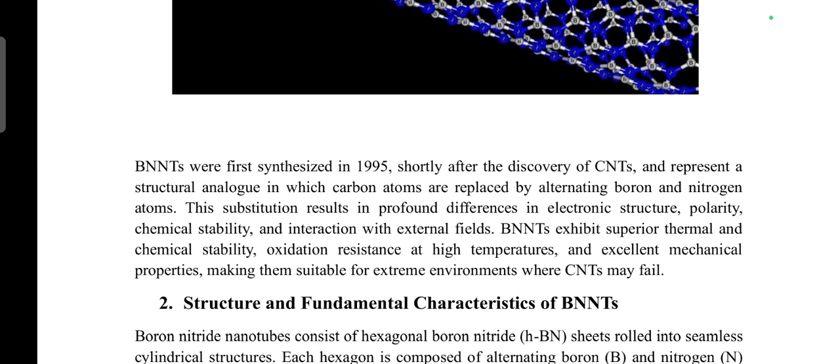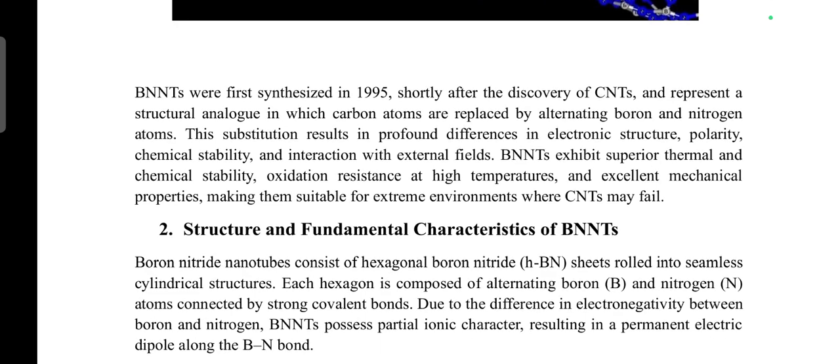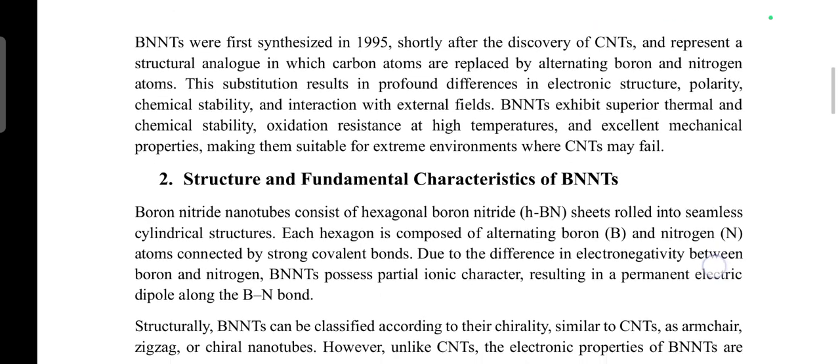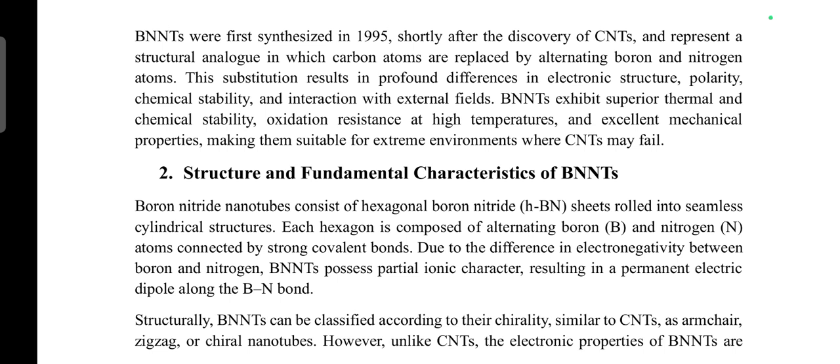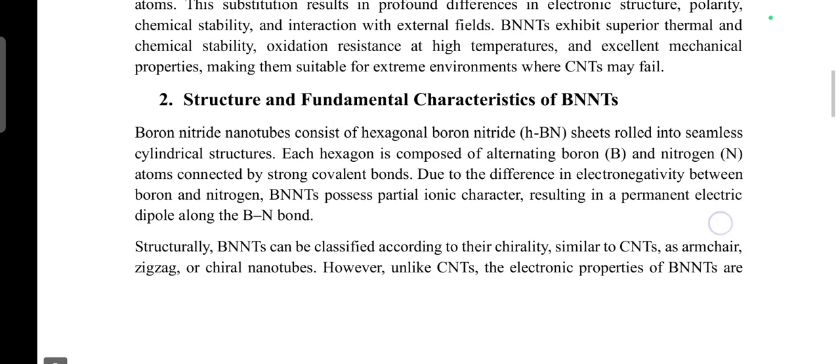Boron nitride nanotubes were first synthesized in 1995, shortly after the discovery of carbon nanotubes, and represent a structural analog in which carbon atoms are replaced by alternating boron and nitrogen atoms. This substitution results in profound differences in electronic structure, polarity, chemical stability, and interaction with external fields. Boron nitride nanotubes exhibit superior thermal and chemical stability, oxidation resistance at high temperatures, and excellent mechanical properties, making them suitable for extreme environments where carbon nanotubes may fail. Then we will discuss the structure and fundamental characteristics of boron nitride nanotubes.